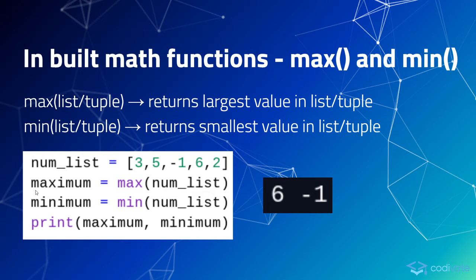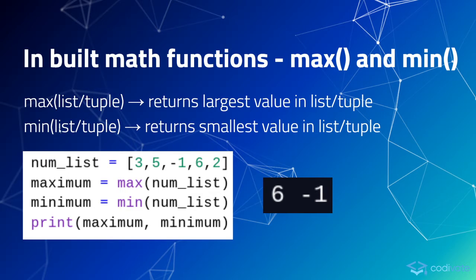and 2. If we were to create a variable called maximum and assign to that max, and then inside the parameters for max we put our num list, then it will store the value of the maximum number in here. We could do the same thing for minimum: make a variable called minimum, assign it the min function called on the list, and we'll get the minimum number. If we print the maximum and the minimum, you'll see that this is correct.